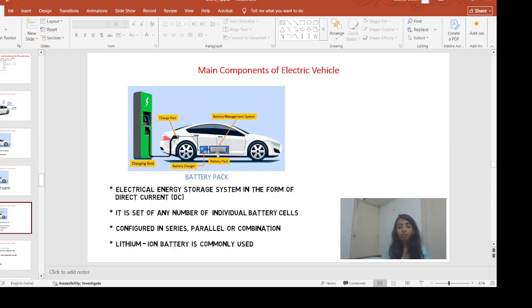Next is the battery pack. As I already told, it is an assembly of the battery where it is used to store the electrical energy. It is a set of any number of individual battery cells. It can be configured in series, parallel or combination. Lithium-ion battery is the most commonly used.